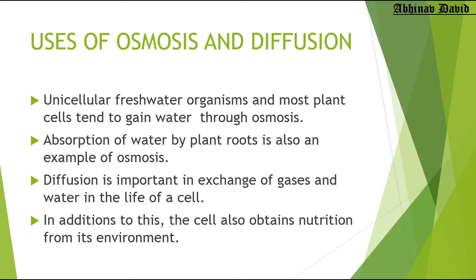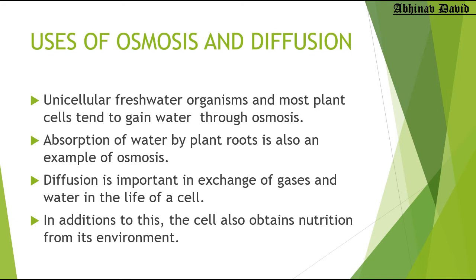Now, uses of osmosis and diffusion. As you can see on the screen, osmosis means the movement of water from a region of high water concentration to a region of low water concentration. So absorption of water by the roots is a very good example of osmosis. Another example is unicellular freshwater organisms and most plant cells, which take in water through osmosis. Absorption of water by plants, as I have told you, is also an example of osmosis. So whenever we talk about movement of water, that is because of osmosis, and whenever we talk about movement of gases, that is because of diffusion.